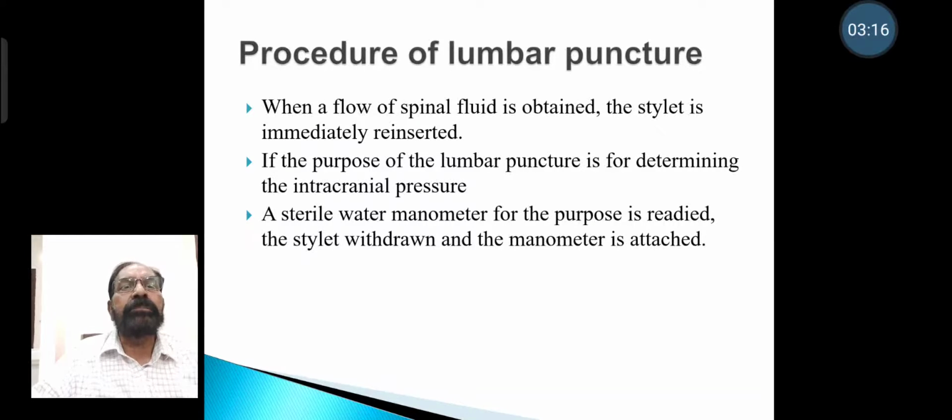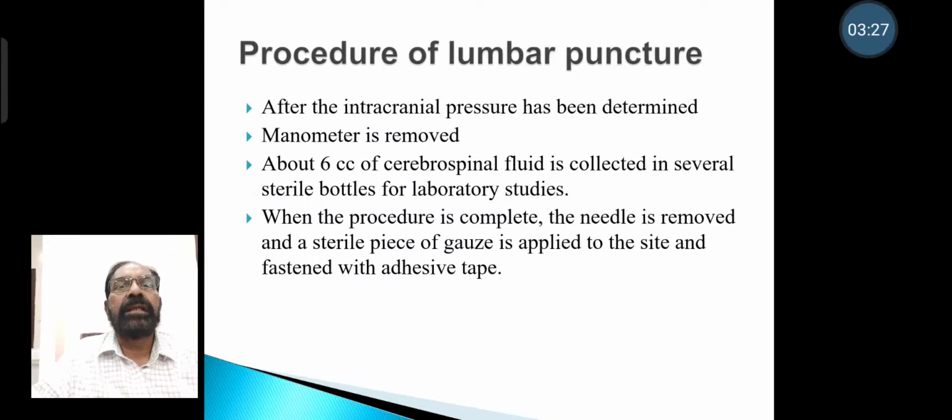If the purpose of lumbar puncture is determining the intracranial pressure, the sterile water manometer is readied. The stylet is withdrawn and the manometer is attached. After the intracranial pressure has been determined, the manometer is removed. About 6 cc of cerebrospinal fluid is collected in several sterile bottles for laboratory studies. When the procedure is complete, the needle is removed and a sterile piece of gauze is applied to the site and fastened with adhesive tape.